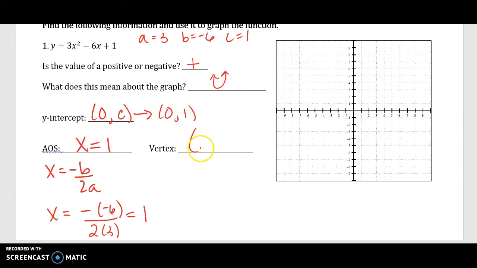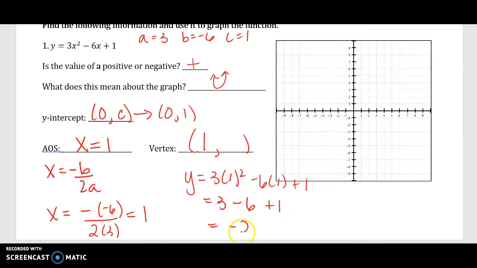Now, that axis of symmetry is always the same as the x value of the vertex. Once we have the x value of the vertex, we can plug it in to get a y value. So y equals 3 times 1 squared minus 6 times 1 plus 1. Make sure you follow your order of operations. 1 squared is 1, times 3 is 3, so 3 minus 6 plus 1 is negative 2.